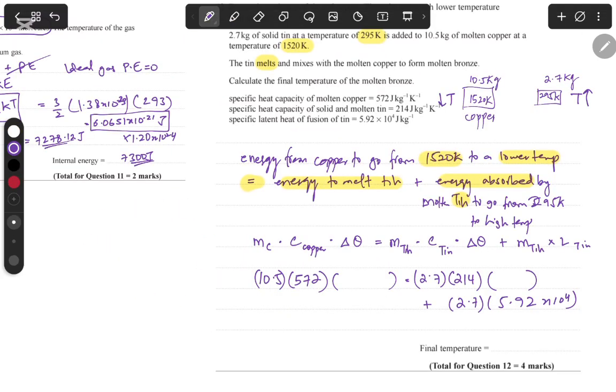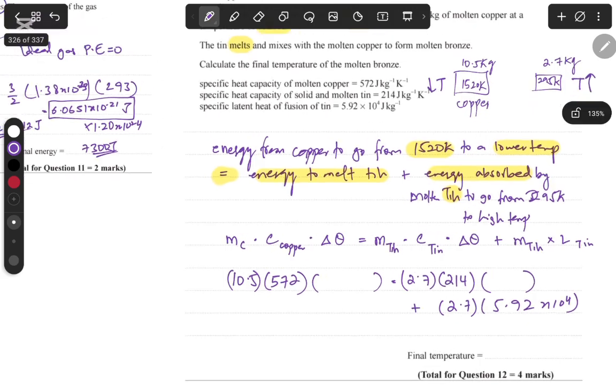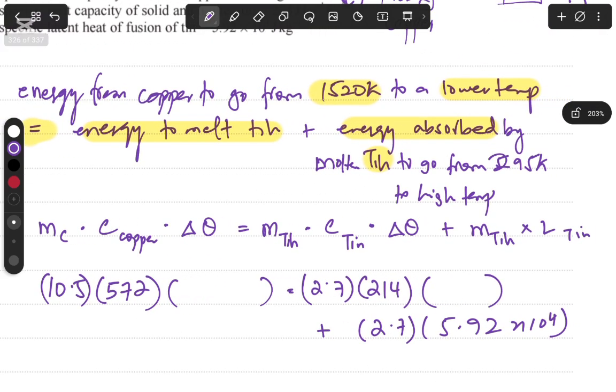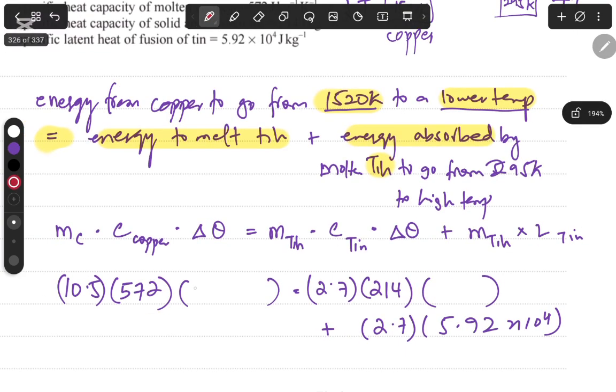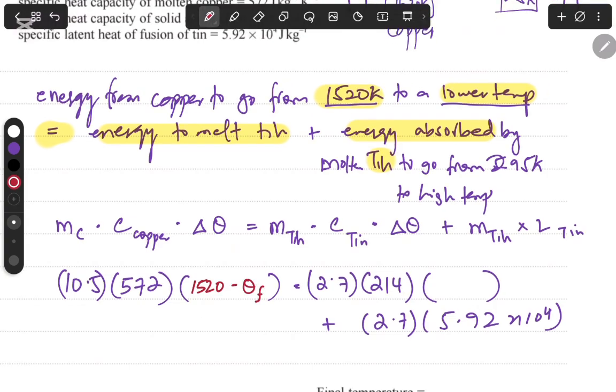So now I've plugged in everything, but I haven't plugged in the temperatures yet. So we can see here that we go from 520 Kelvin to a smaller value. So what I'm going to do here is 520 minus the final temperature. If I do it the other way around, final temperature minus 520, this will give me a negative number. I do not want that.